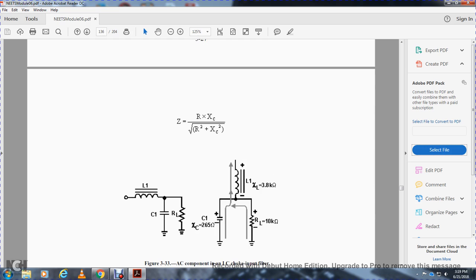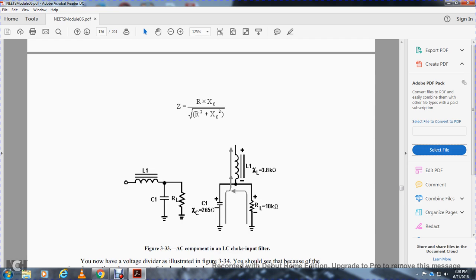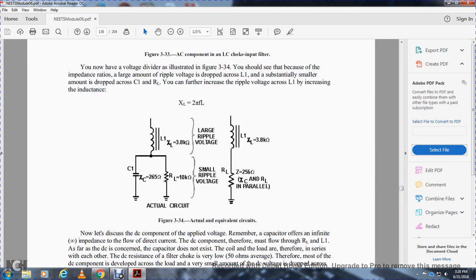This shows the impedance of the resistor: the resistance times the capacitive reactance over the square root of the resistance squared plus the capacitive reactance squared, or the inductive choke coil with the capacitor. The resistances used were 1, 265 ohms, 3.8, and 10 kiloohms. You now have the voltage divider shown in figure 334.